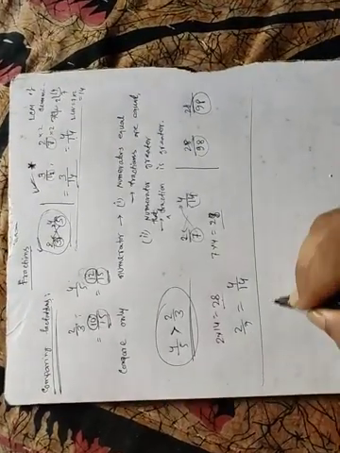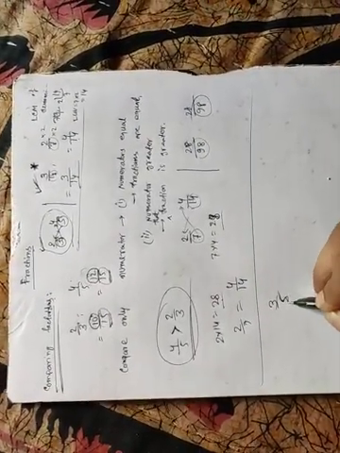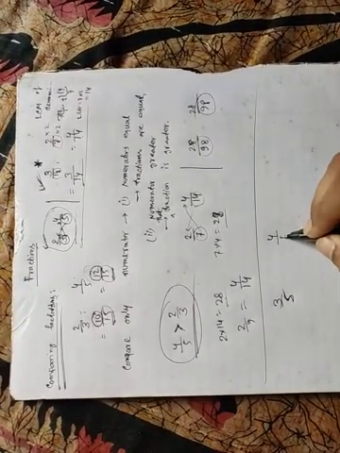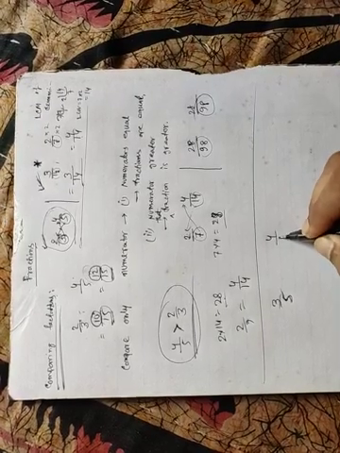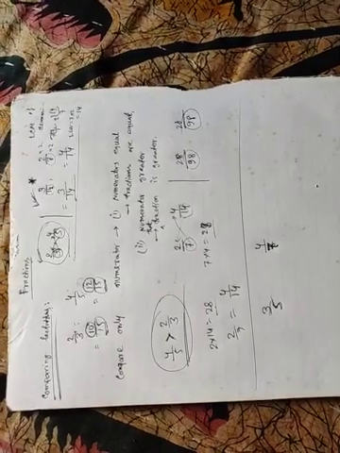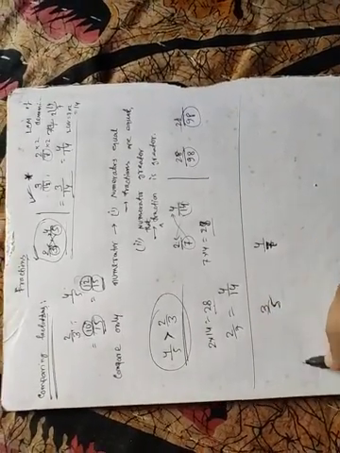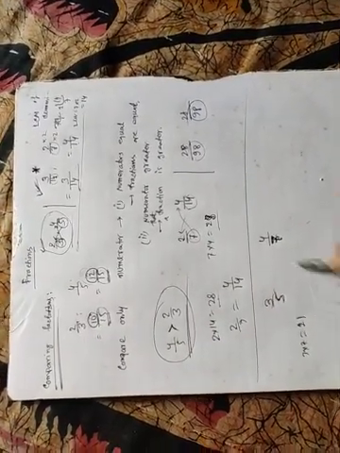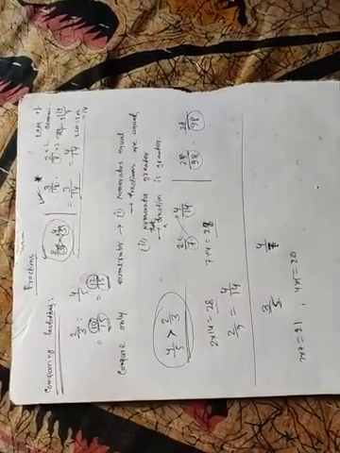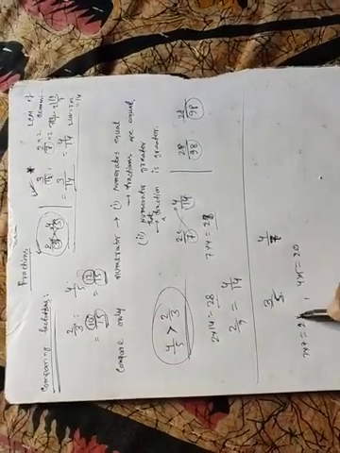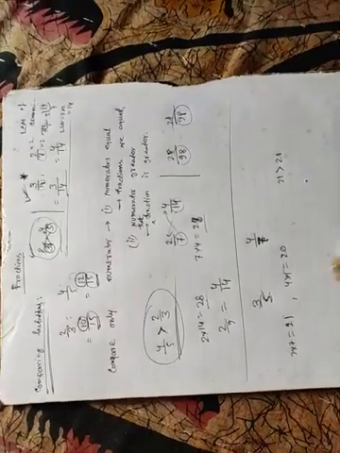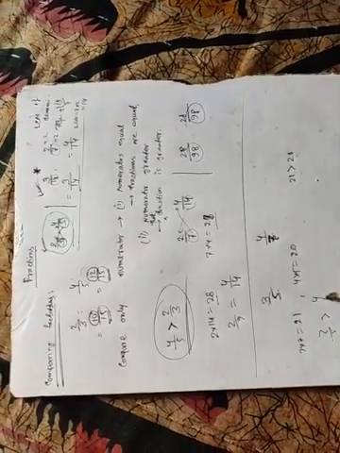Okay, just the same. Suppose you are given 3 upon 5 and 4 upon 7. So just check it. Now 3 into 7 is equal to 21, and 5 into 4 is equal to 20. So here you see 21 is greater than 20. So we can say 3 upon 5 is greater than 4 upon 7.